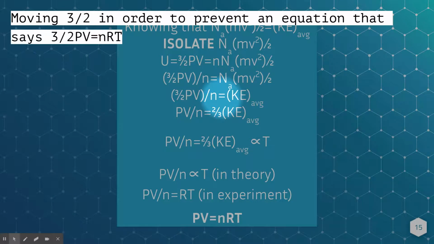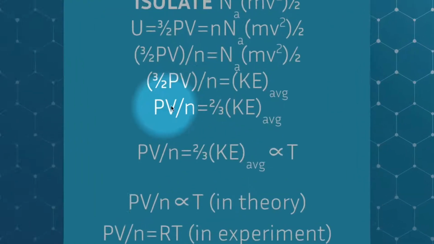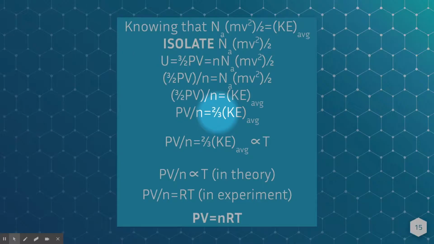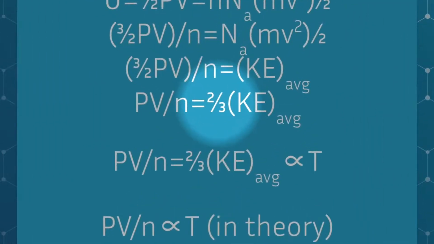However, to ensure that 3 over 2 is not another constant and does not create further complications, we need to move the 3/2 to the other side. And once we do this, we can directly say, since PV over n is equal to 2/3 KE average, PV over n is directly proportional to T.